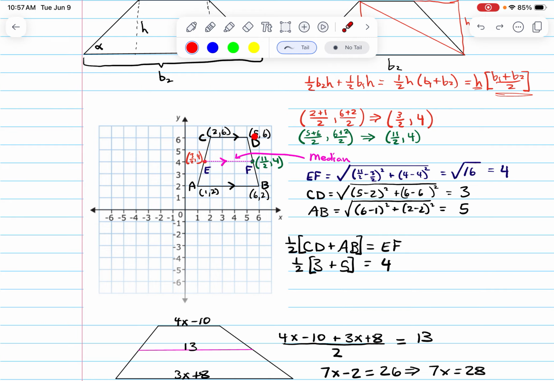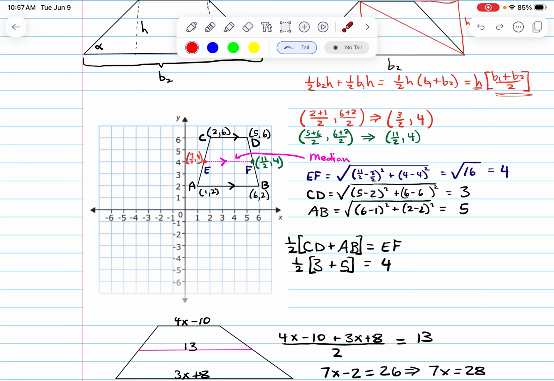Now I do the same thing for the midpoint between 5, 6, and 6, 2. I'm just getting the average x's and the average y's. And I get 11/2 and 4. Now, I connect those two. That right there gives me the median. We call that the median. It's the middle line. It's right there in the middle. And notice that this median is going to be parallel to both bases. That's one thing to take note of.